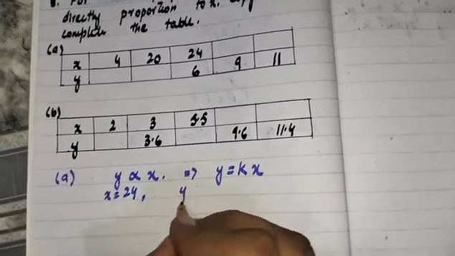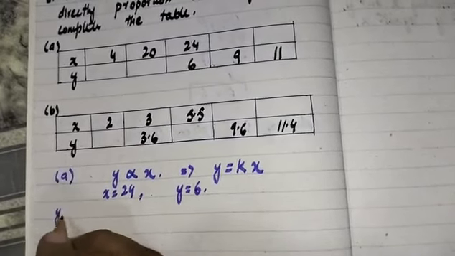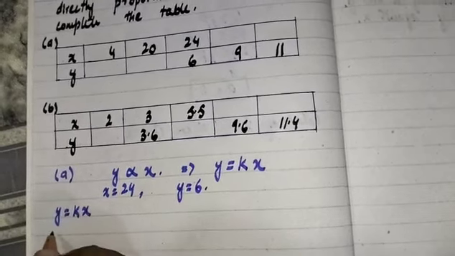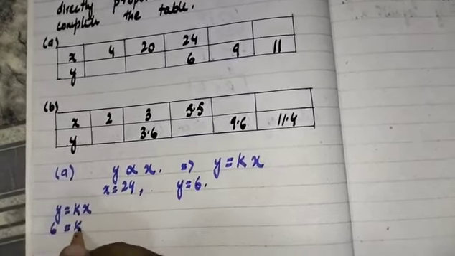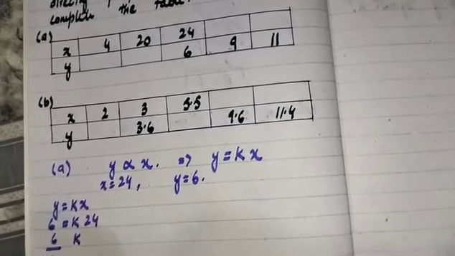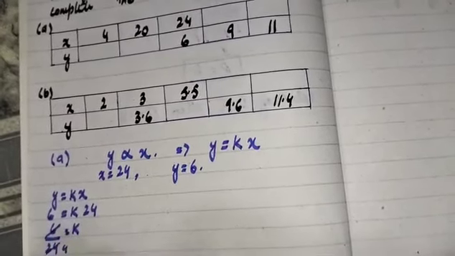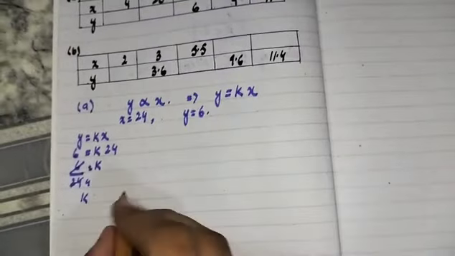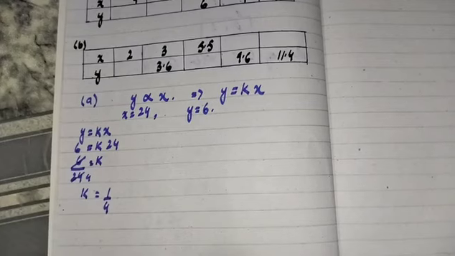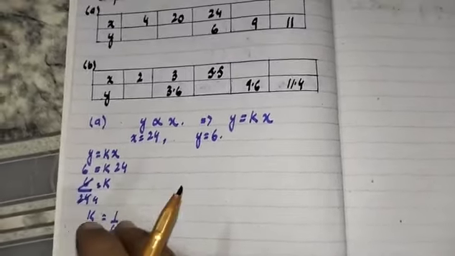As we know from the table, x is equal to 24 when y is equal to 6. So y = kx. The value of y is 6 and the value of x is 24. So k must be equal to 6 upon 24. 6 fours are 24, so k must be equal to 1 by 4. So the value of k will be 1 by 4. Now we will find the remaining values.